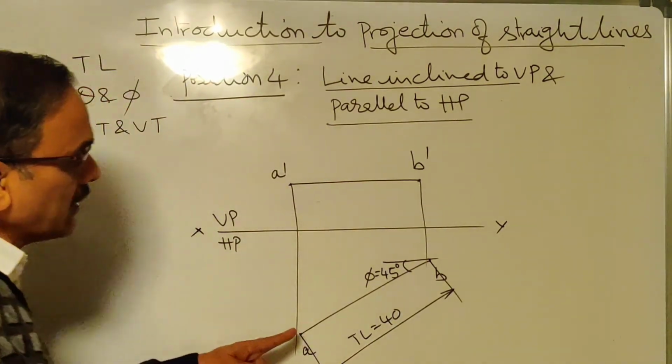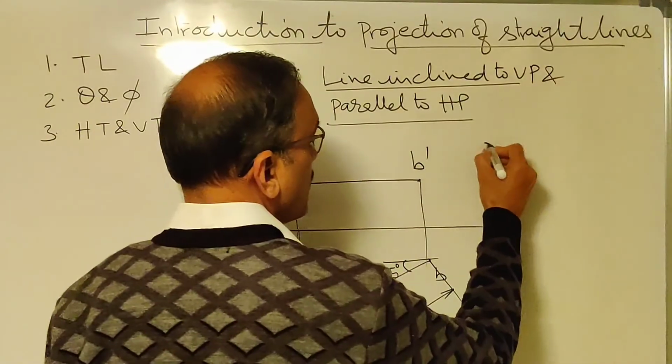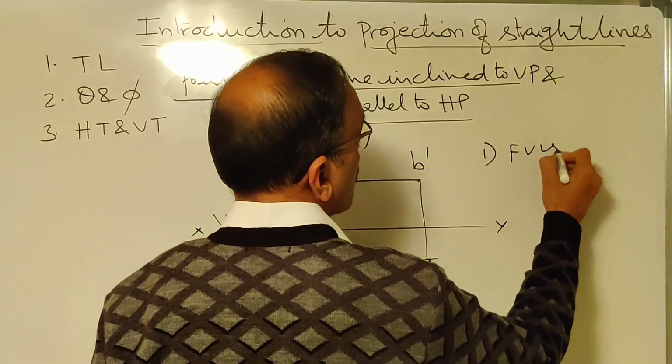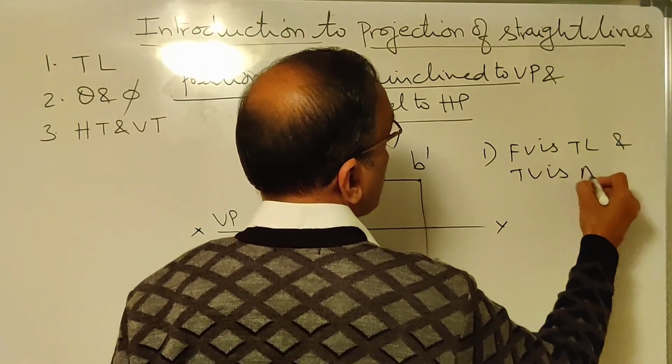So the top view is true length and the front view is apparent length here. So let me write down the same thing here. Top view is true length, front view is apparent length.